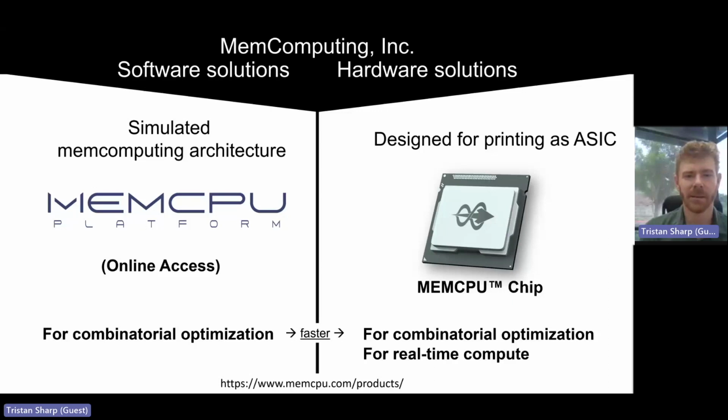But we're also working on designing ASICs as well, which are the hardware version of the same thing. So when it's the hardware version for combinatorial optimization, obviously it should be faster because you're not having to simulate the device, you just have the device. But there's other applications too for these ASICs in real-time compute.